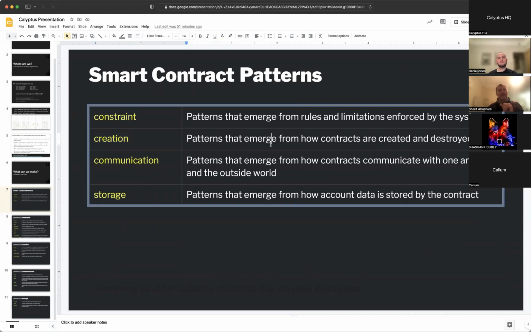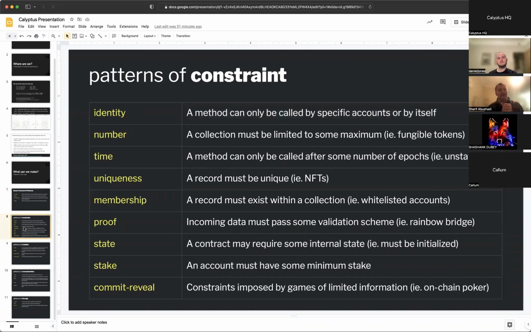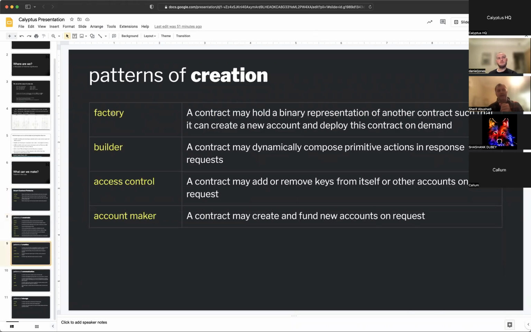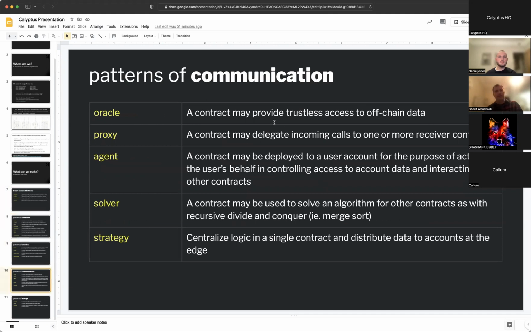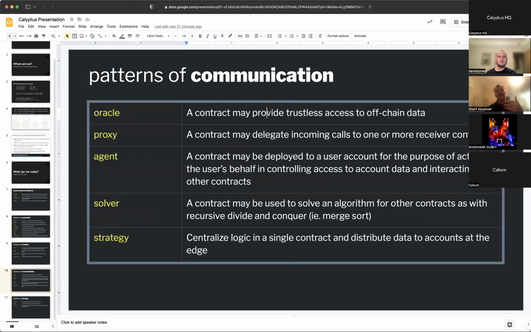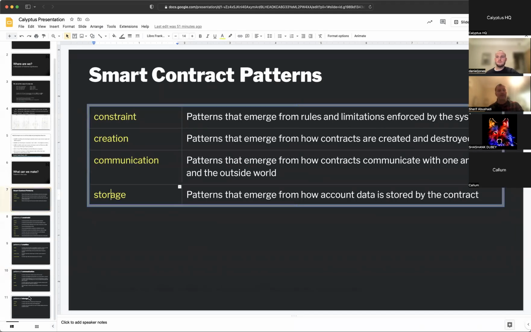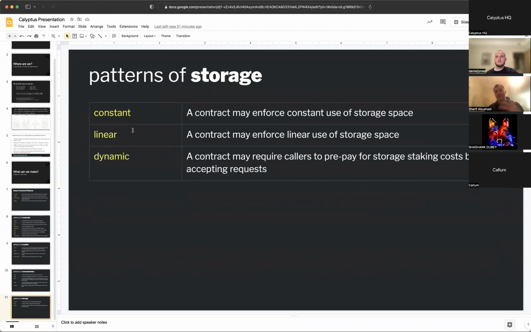Patterns of creation, maybe patterns about how the contract is created or destroyed. And in that sense, you might notice some of these words from design patterns, if any of you are familiar with the Gang of Four and what that looks like, so factory and builder. But there are other kinds of patterns you can find in smart contracts. Patterns of communication: how contracts communicate with the outside world and so on. You may have heard of oracles, this idea that you have some way to get information from off the blockchain, and we can talk briefly about that. And then patterns of storage and what that looks like here, so different kinds of storage that you might imagine are there.